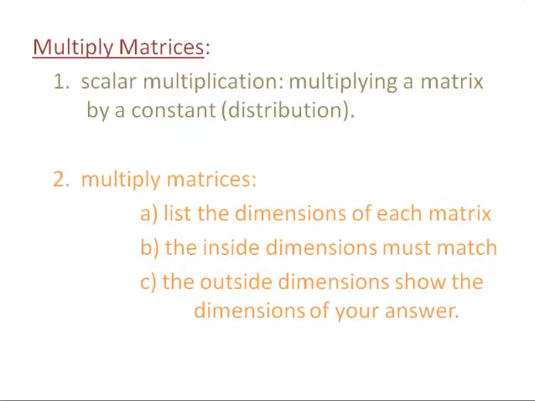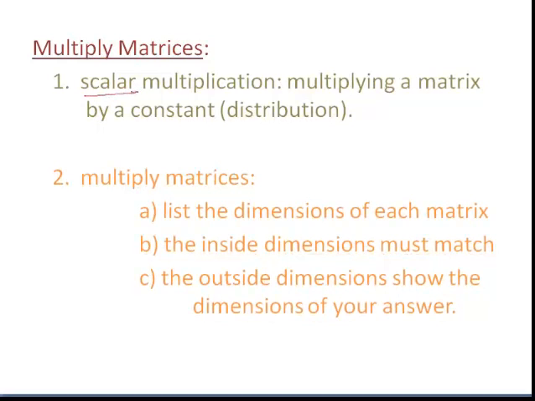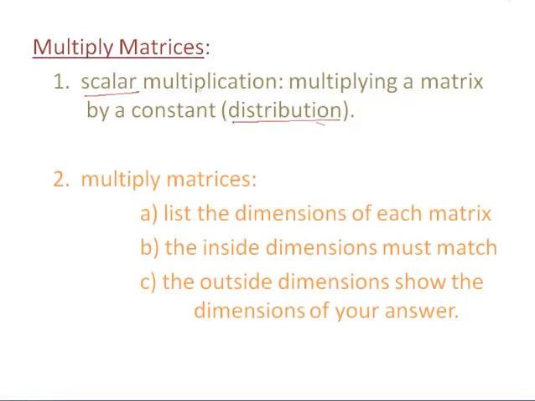Okay, the last operation is to multiply matrices. We have two types of multiplication. We have what's called scalar multiplication. And what I want you to think of when you see scalar multiplication, all you're going to be doing is multiplying a matrix by a constant, and it's just like distribution.